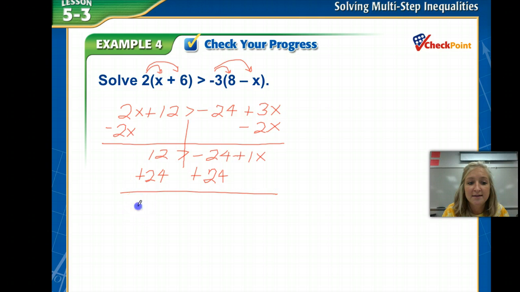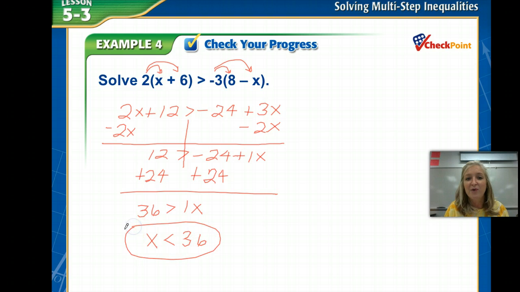And I get 36 is greater than 1x, or just x. Again, we want the variable written first. So x is less than 36. All right, hopefully you got the same answer as I did.